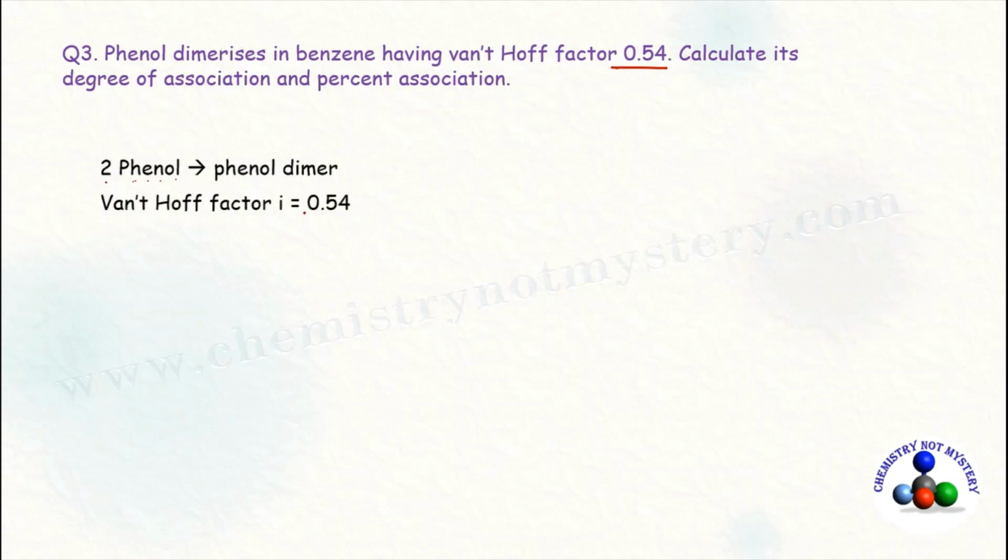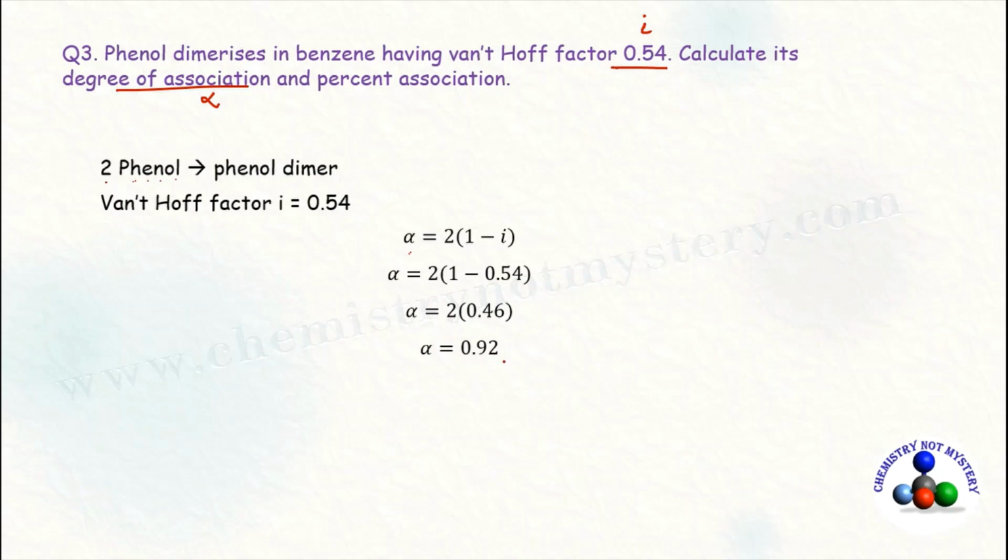Van't Hoff factor i is given 0.54. And for the calculation of degree of association, that is alpha, we have the formula alpha is equal to 2 into 1 minus i. Value of i is given 0.54. So let's place the value of i in this equation and you will get alpha is equal to 2 multiplied by 1 minus 0.54. When you subtract 0.54 from 1, you will get 0.46. And when you multiply it by 2, you will get alpha is equal to 0.92. So here we have calculated the degree of association alpha.